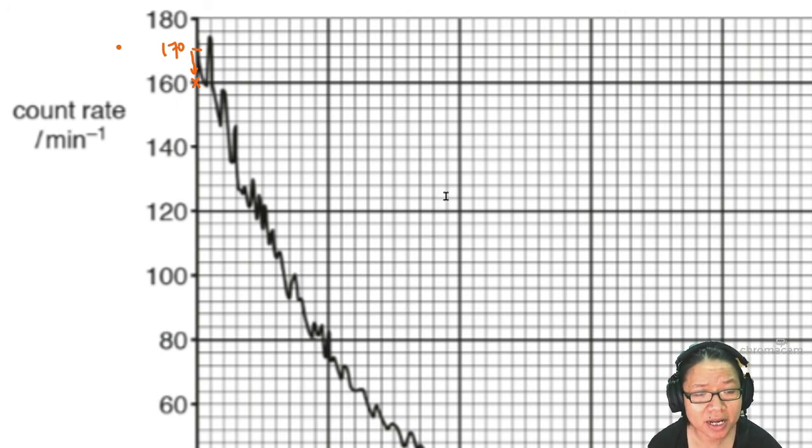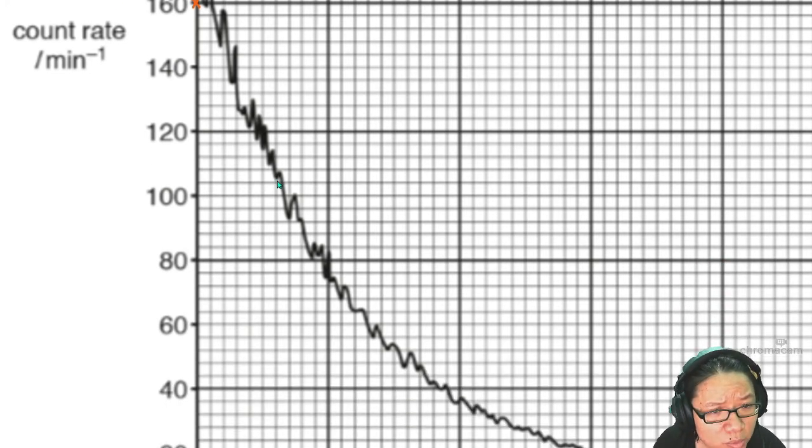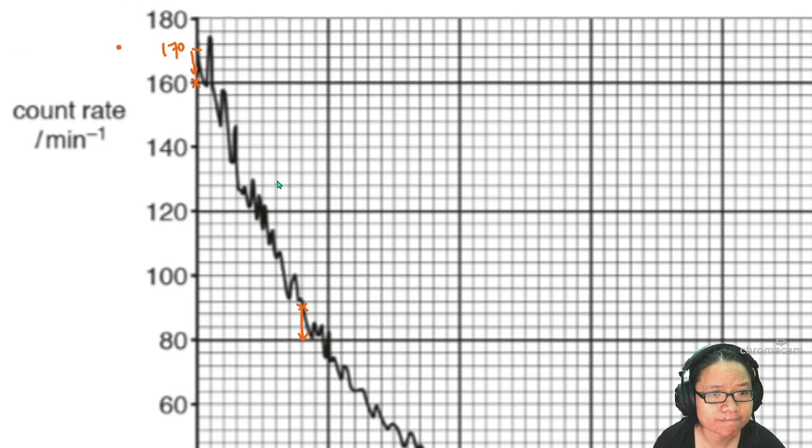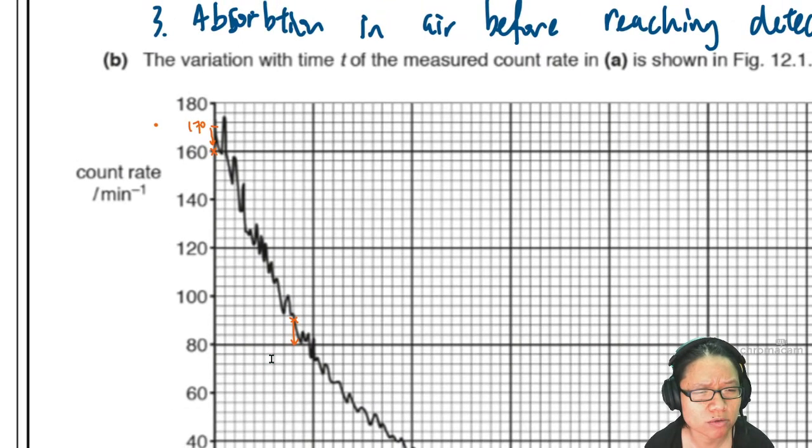To find 80, we need to add back the background radiation. Okay, so the background radiation is going to be 90. So I think 90 or 2.5 boxes is kind of sort of somewhere here. Okay, so we will minus 10, and this will give us 80. All right, so when we take half-life, the actual reading from the graph perspective, it looks like you are taking from 170 to 90. But actually what you are taking is 160 to 80. Okay, so I'm going to just write that down somewhere for the people.